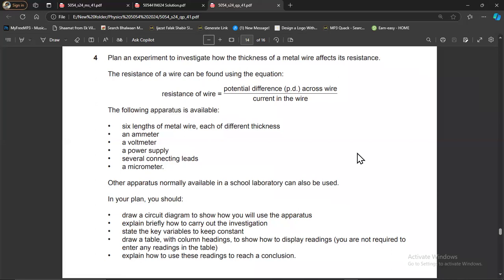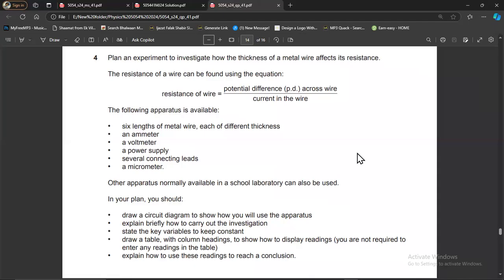This is very important. Okay, then I will take a power supply. I will connect a switch with that power supply. I will connect an ammeter in series. Then I will connect that wire, and across that wire, parallel to that wire, I will connect a voltmeter. I will close the switch and I will immediately note down the reading on the voltmeter and the reading on the ammeter.